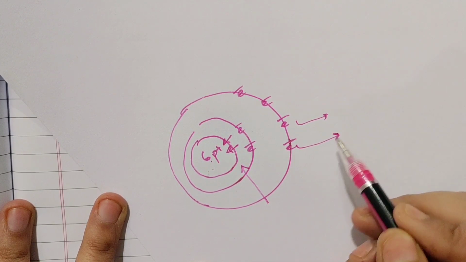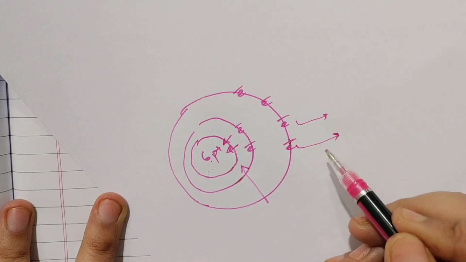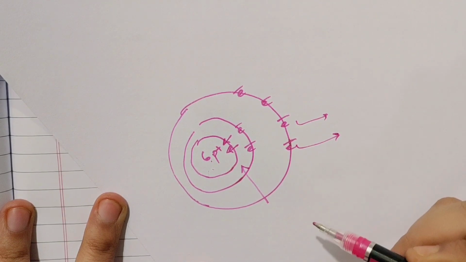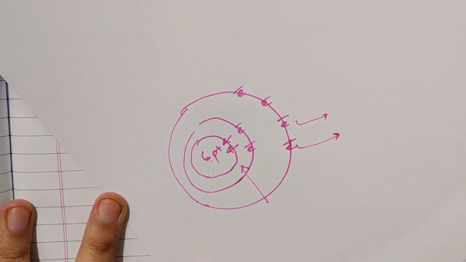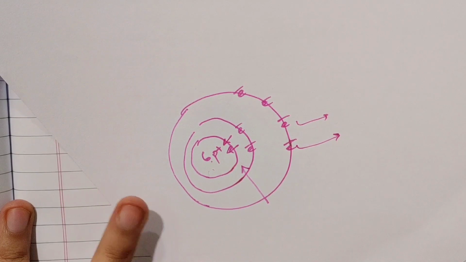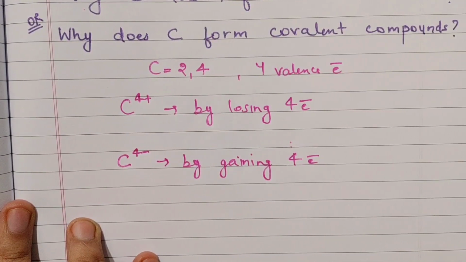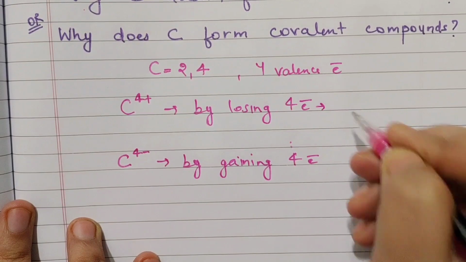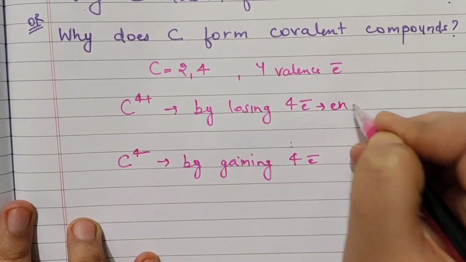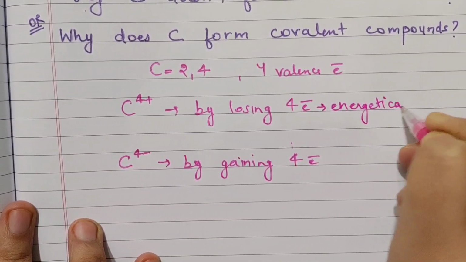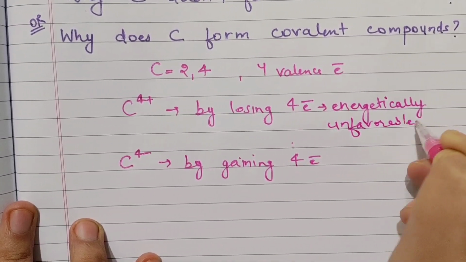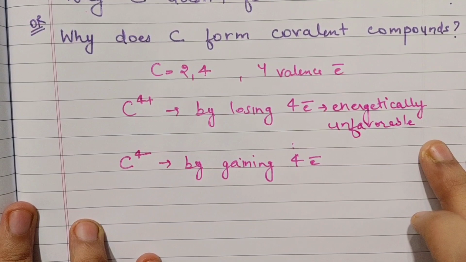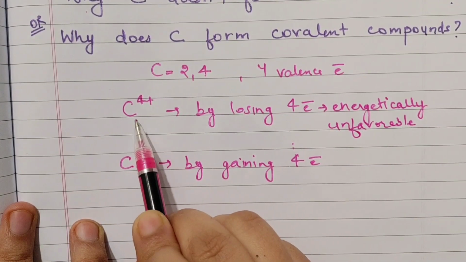To pull 1 electron, you require some energy. To pull 2 electrons, you would require more energy. To pull 3 electrons, you would require even more energy. And as you can imagine, to pull 4 electrons, a lot of energy would be required. That is just not possible. So it's an energetically unfavorable situation. Okay. A lot of energy is needed. That is why this does not happen.